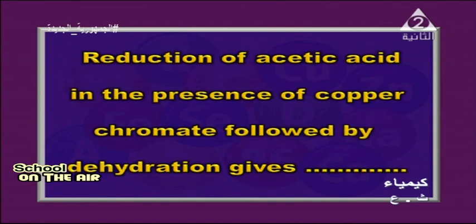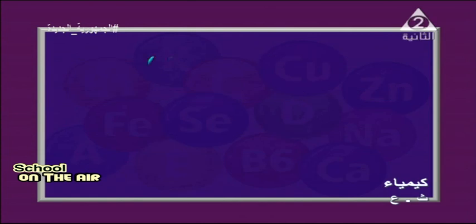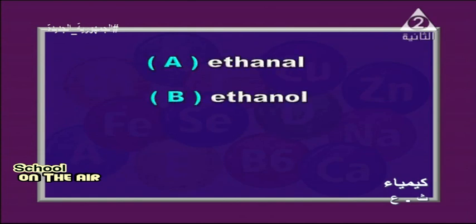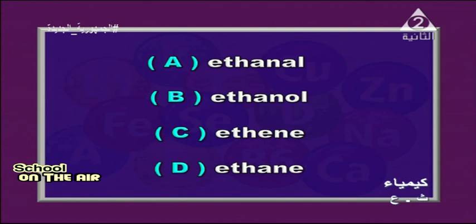Next point, reaction of acetic acid in the presence of copper chromate followed by dehydration gives what? Here, the acetic acid, when reacting with copper chromate, reduction, gives ethanol. So dehydration here will give ethene, or diethyl ether, depending on the temperature. So you are going to choose which one from these choices, A, B, or C. So the right answer among them will be ethene.